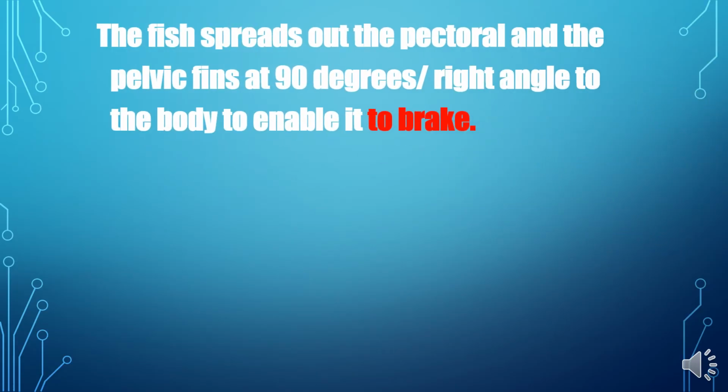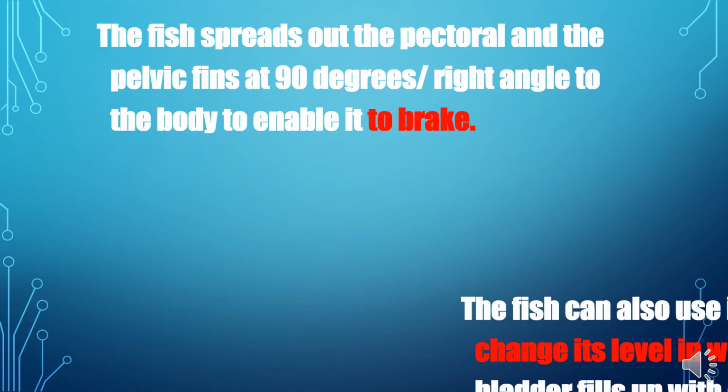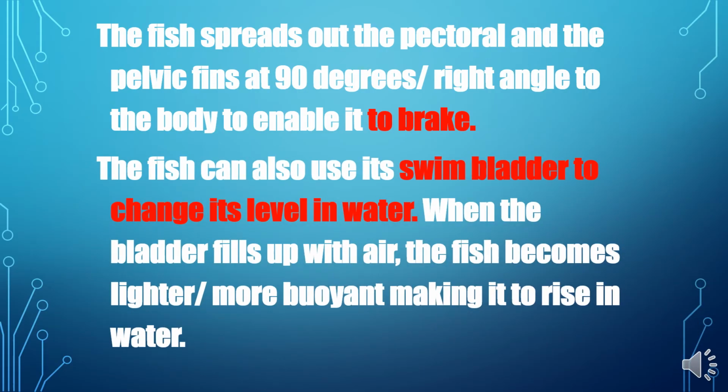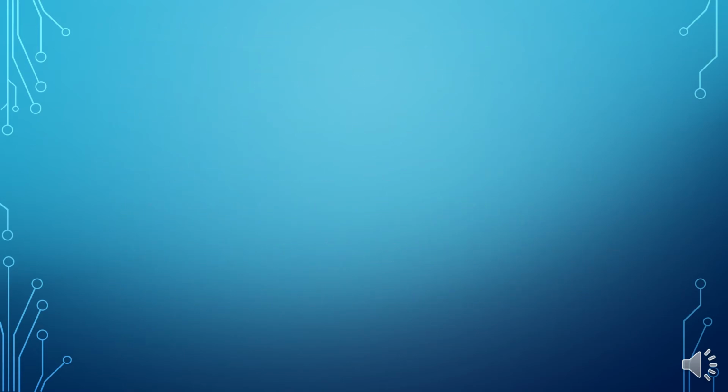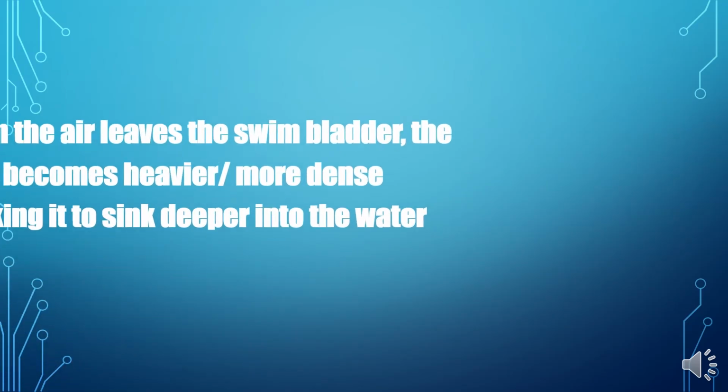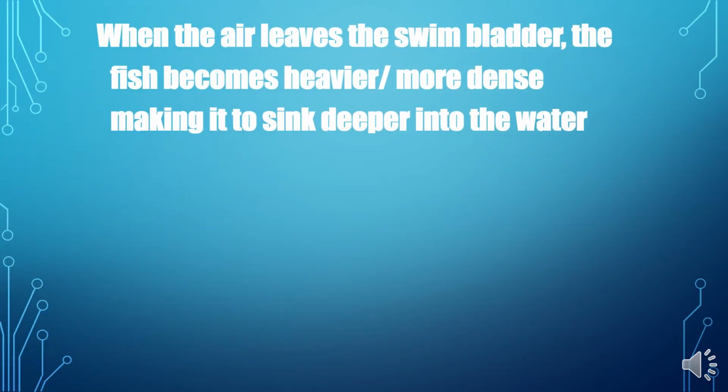The fish spreads out the pectoral and the pelvic fins at 90 degrees or right angle to the body to enable it to brake. The fish can also use the swim bladder to change its level in water. When the bladder fills up with air, the fish becomes lighter and more buoyant, making it rise in water. When the air leaves the swim bladder, the fish becomes heavier and more dense, making it sink deeper into the water.